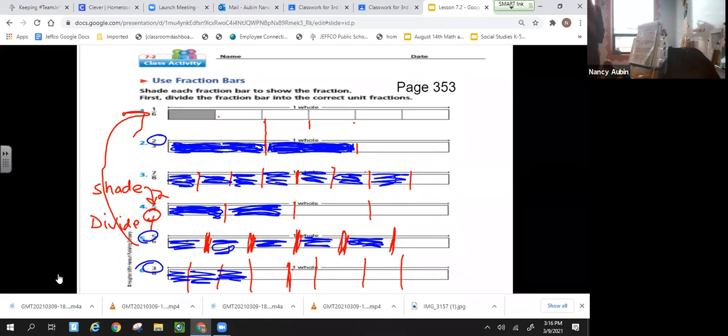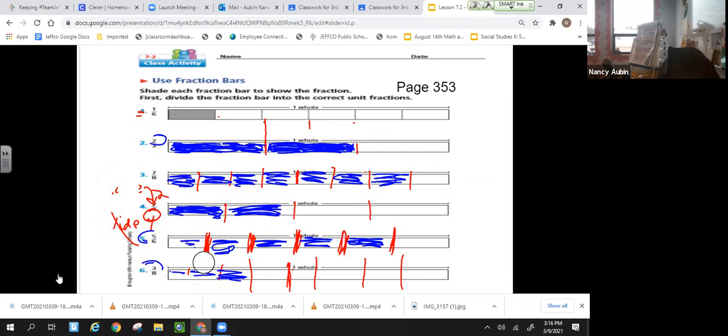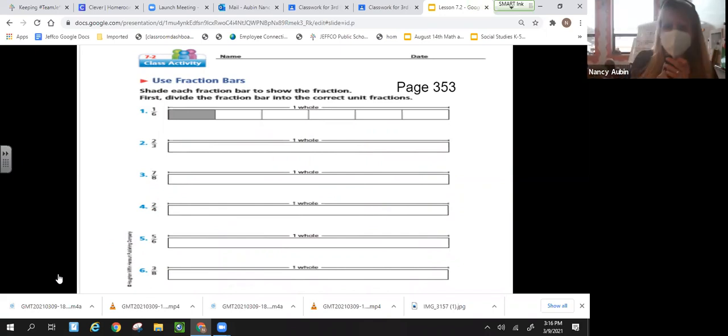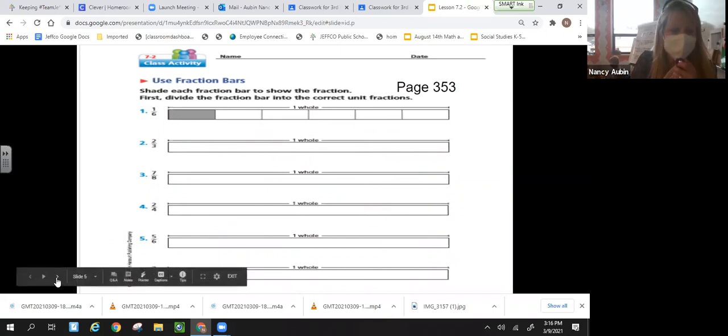Thank you. All right, let's see. We've got just a couple minutes here. How are we feeling about fraction bars? Okay, give me a thermometer. Those are called fraction bars because they're wide like a candy bar.